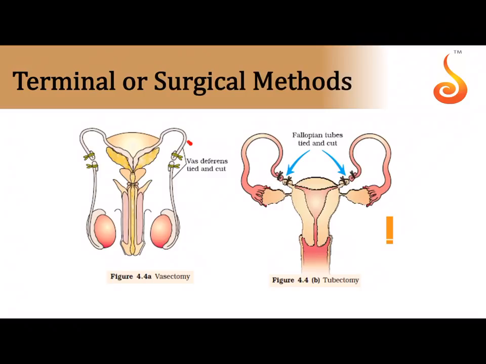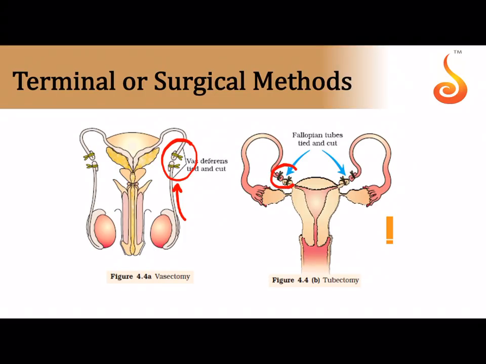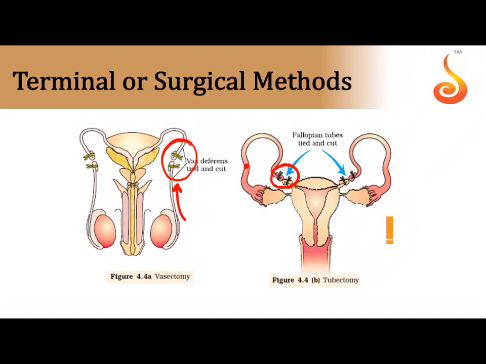See here how the vas deferens is cut and tied over here. So the sperm gets trapped over here, it cannot move up. And see how the fallopian tube is cut and tied. So the egg is sitting here in the ampulla, but the sperm cannot reach the ampulla because you have cut and tied the fallopian tube. This process in male is called vasectomy. In female it is called tubectomy.